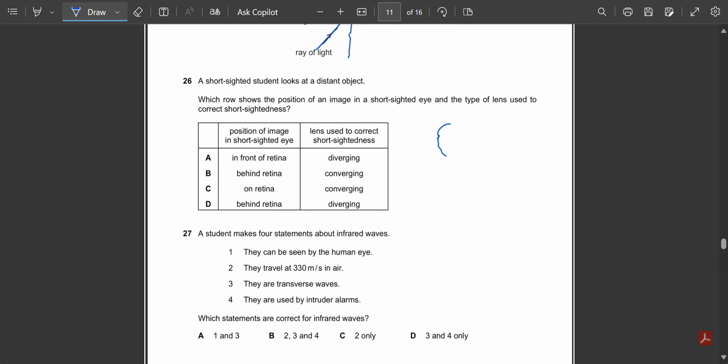If this is your retina, the rays of light converge before the retina. This is the short-sighted eye, and it should be converging on the retina to give you a correct display. So, first of all, the image is in front of the retina, and to correct it, you need a diverging lens. The diverging lens is going to diverge the rays a little more, and then when they enter the eye, they will converge on the retina.